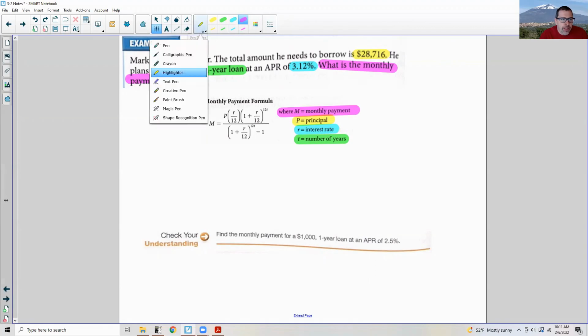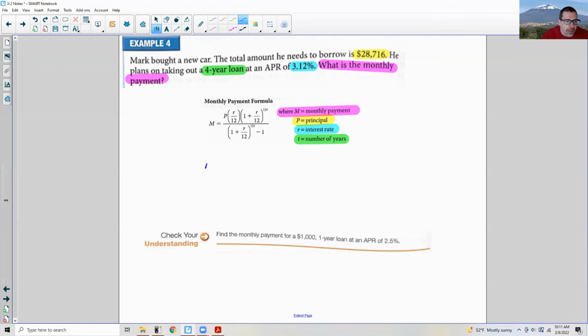Okay, so this should all line up nice and neat, and substitute in the givens, and it's going to be a piece of cake. So M equals principal, $28,716, times R, interest rate, 0.0312 divided by 12. Close the parentheses, another parentheses, 1 plus my R, 0.0312 divided by 12, to the power of 12 times T, which is number of years, 4. Okay, so there's our numerator. Our denominator is going to be 1 plus our interest rate, 0.0312 divided by 12, to the power of 12 times T, minus 1.